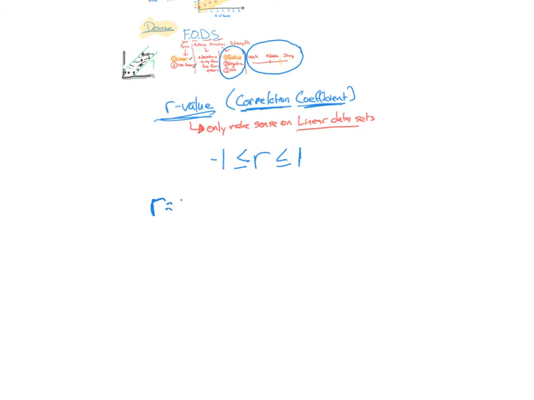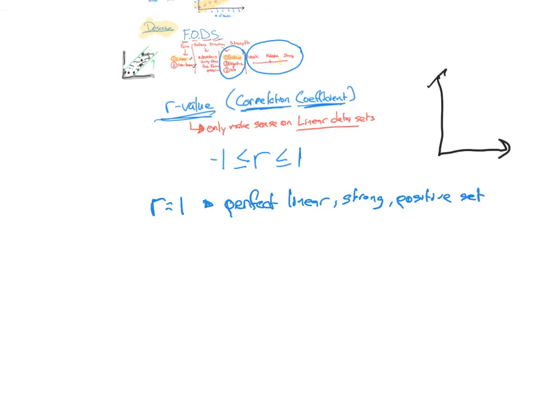So let me give you a couple things to know. An R value equal to 1 is a perfect linear, strong, positive set. What that would look like on a data set is points that are moving in a positive direction, and they would all fit exactly on a straight line. If I were to put a straight line, it would touch every single value. That would be an R equals 1.